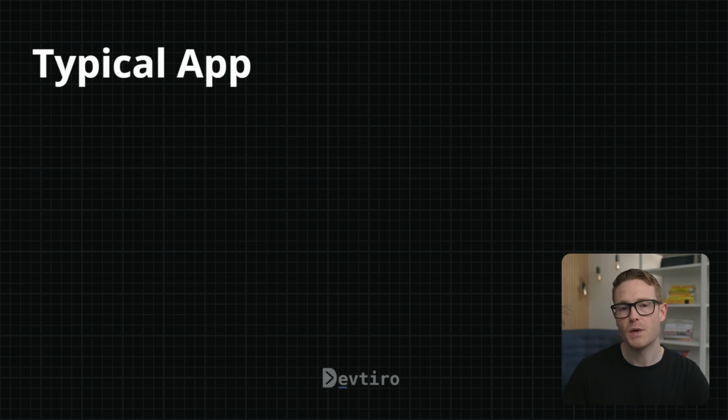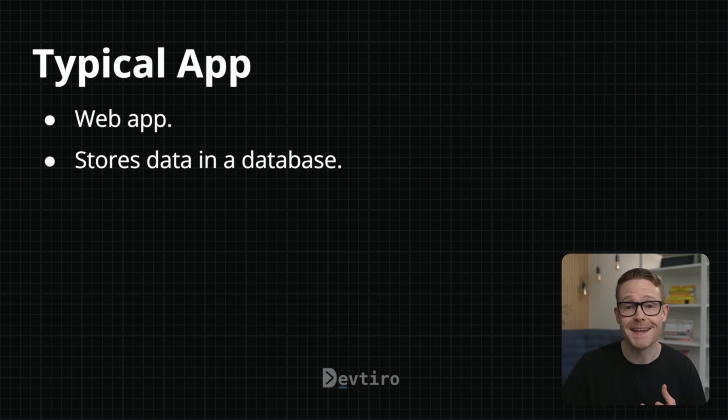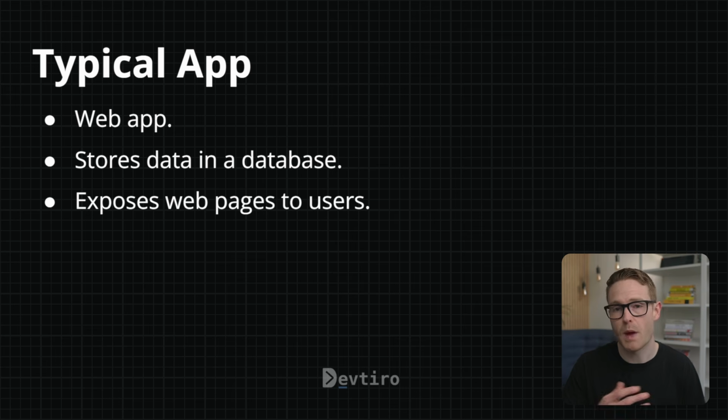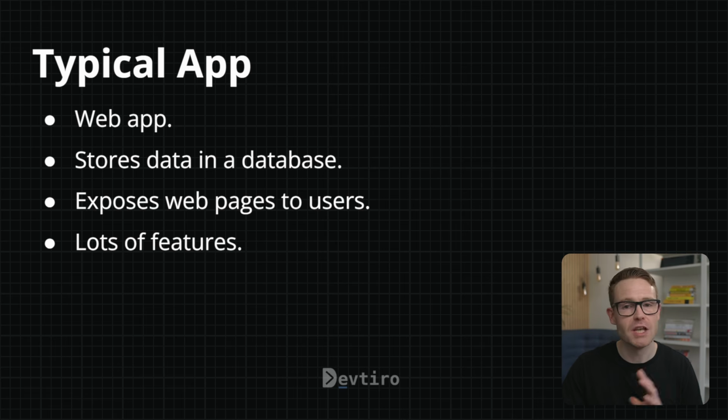So let's say we're building a typical application. This is a web application. It stores data in a database. It exposes web pages to users, and it has lots and lots of features. So this is pretty typical stuff. But if we look at it, we've got code in there to connect to a database and render web pages. And that's before we even get onto the features. So if we don't deal with this in some kind of framework, it's very easy for this to end up as a great big ball of mud. Or put another way, a great big mess.